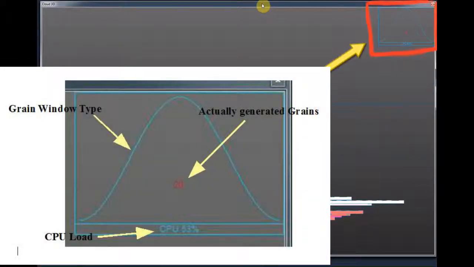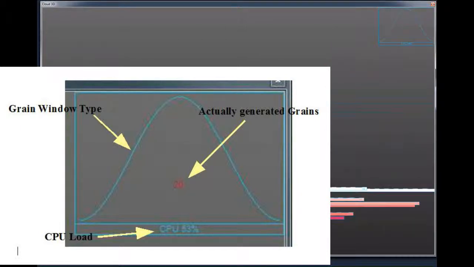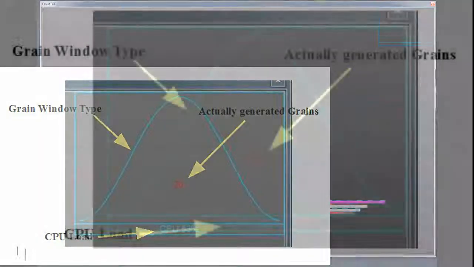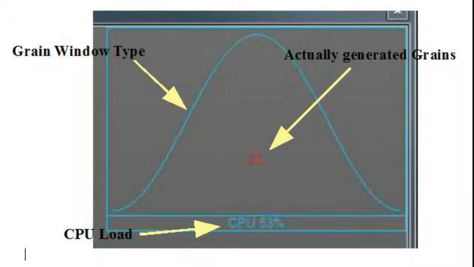In the upper right corner of the grain view, you see a simplified depiction of the grain envelopes window type. More about the grain envelopes in a video later in this series. Under the depiction of the grain window, there is a small red number indicating the number of actually generated grains. And below that, you can see the actual CPU load.